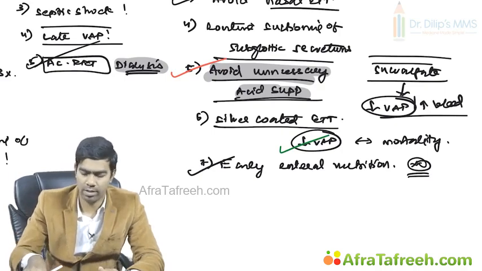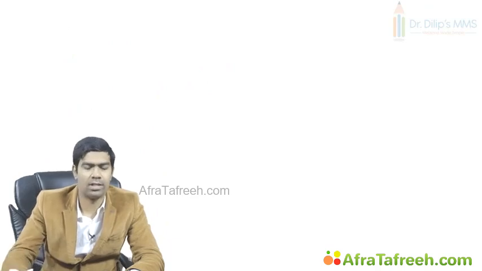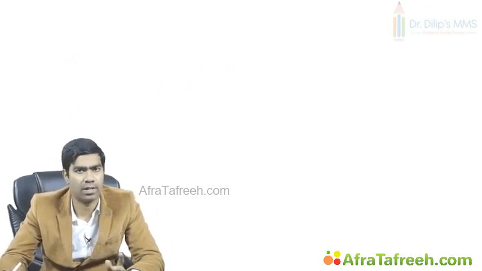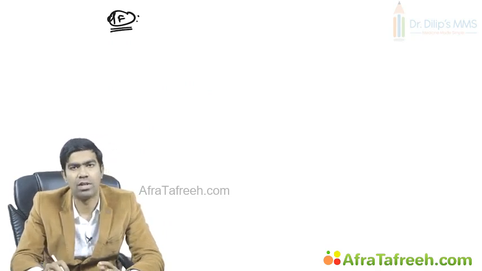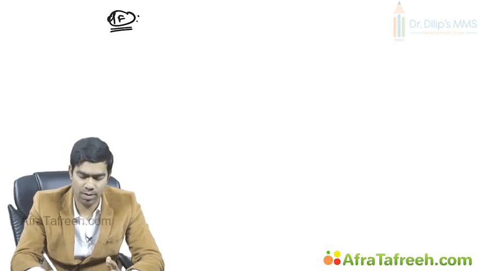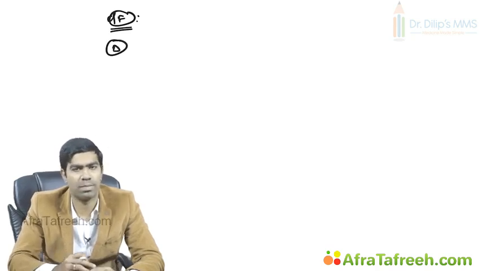Go for enteral feeding. Okay, so these are the risk factors, preventive measures, and MDR risk factors. All these things we have seen. Now we are going on to the clinical features. So what are the clinical features of VAP and how are you going to diagnose VAP? More than clinical features, how are we going to suspect a VAP?